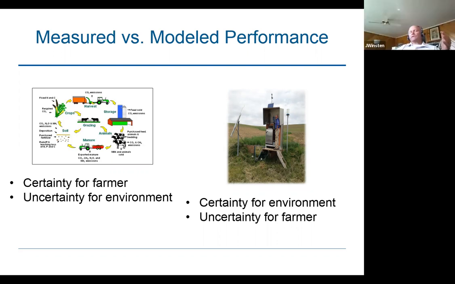Just a bit of a reiteration here: with modeling, as you see on the left, you have more certainty for the farmer. No matter what the weather does, the model has told you what the performance is going to be if you make changes X, Y, and Z. But you have greater uncertainty with regard to the actual ecosystem service provision or the environmental performance. And then in terms of measurement, you've got greater certainty with what's happening with regard to the environment, but you've got more uncertainty for the farmer because of crazy weather.